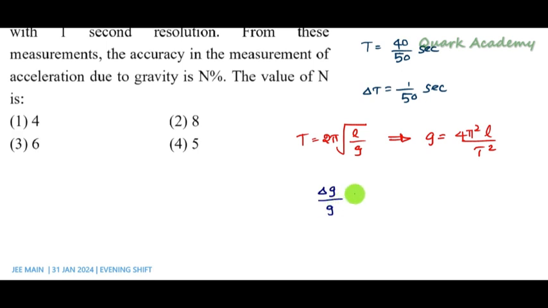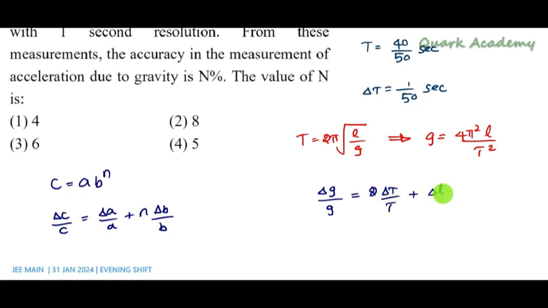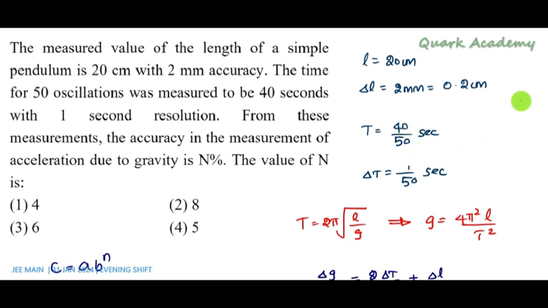So error in finding gravity, delta g by g, is going to be, like you might have learned this, if there is a parameter C, if this can be written in terms of A into B power n, then the relative error in finding C equal to delta A by A plus n into delta B by B. Even if this n is negative, we have to put positive only because errors are always additive. So in this case, we get 2 into delta T by T plus delta L by L. So 2 into delta T by T. So T is there, delta T is there.